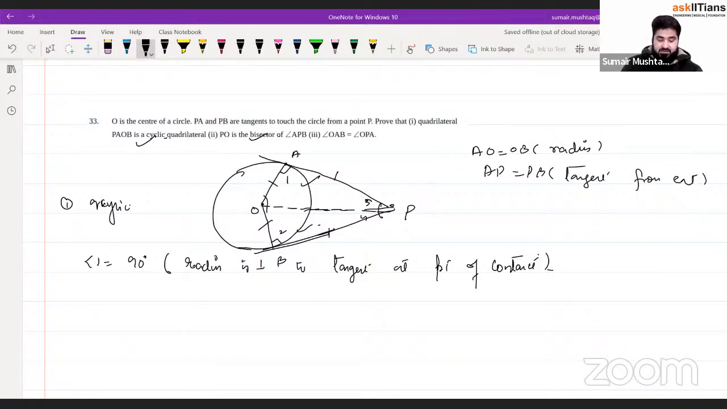Simple. Now, what is the third one? What is the last part? That angle OAB, this one, is equal to angle OPA, this angle. So angle 1 is to be equal to angle 5. How is this to be done?